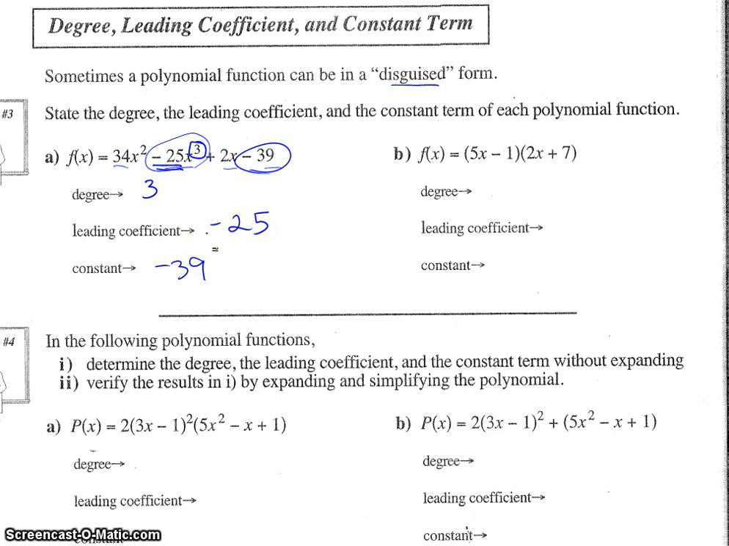Okay, now this next one is a little bit tricky. Take a look at that. What looks different? We have basically a binomial times a binomial. Well, guess what? That is really not in the right form for us. We need to expand it to determine degree and leading coefficient. So if we expand that, we'll get 10x squared, and then plus 35x minus 2x, so plus 33x, and then minus 7. Okay, now you guys go ahead, pause the video, and fill in the degree, the leading coefficient, and the constant term.